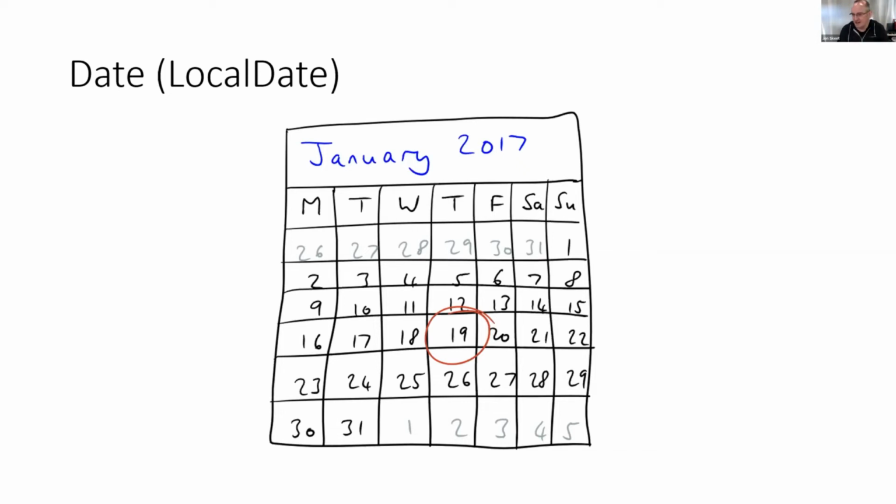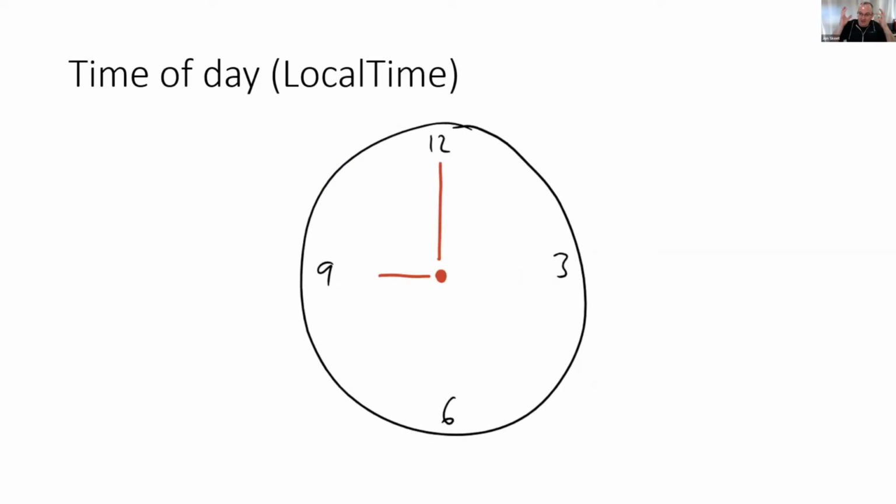But fundamentally, a date would be something like when I was born. I was born on the 19th of June, 1976. That is a date in the Gregorian calendar system. It doesn't have a time zone attached to it. That's why it says local. It's just local to who knows where, but local to someone. And that's a date. Next is a time of day. And again, this is quite easy to understand. It's not in a particular time zone. That's why it's local time.